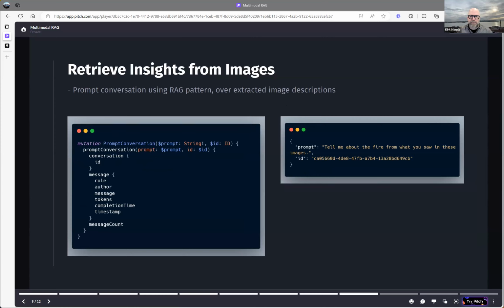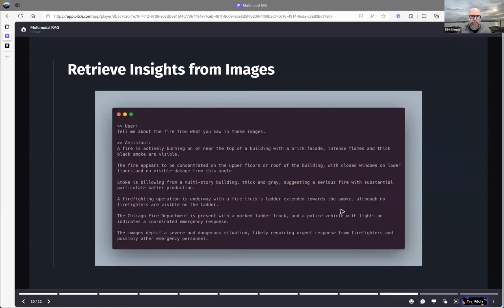And decided, okay, let's start with, tell me about the fire from what you saw in these images. And so we're prompting a conversation. This is a lot like the new OpenAI Assistants API, but we can do it in a model agnostic way and across a lot of different data types. And it was pretty interesting. It said a fire is actively burning on or near the top of a building with a brick facade. So it really saw and had a lot of context. It knew it was a multi-story building. It knew there was a fire truck ladder. It knew the Chicago Fire Department was there. And it just described how it was a severe and dangerous situation.